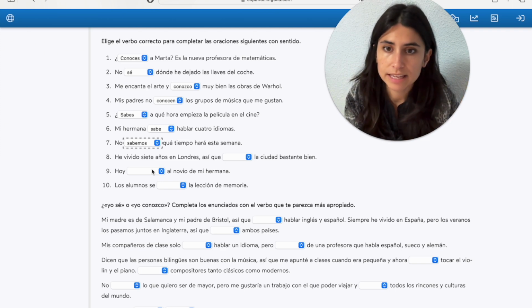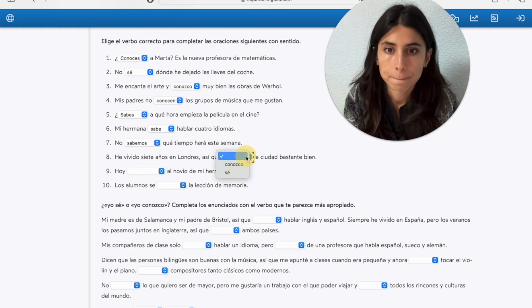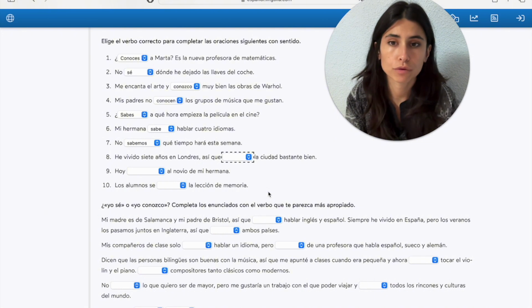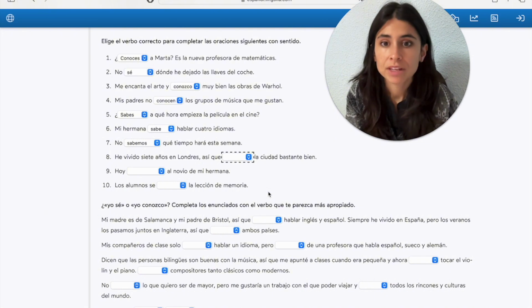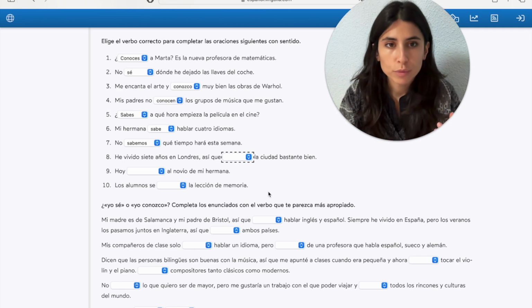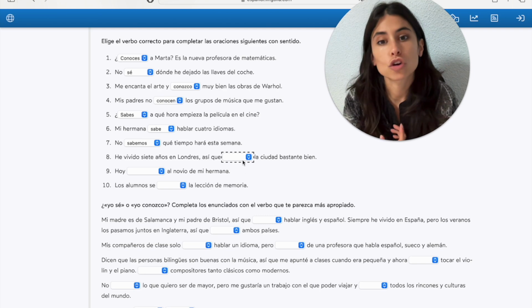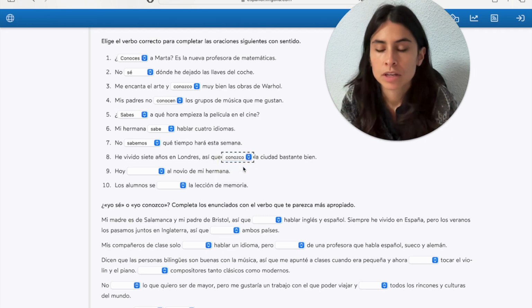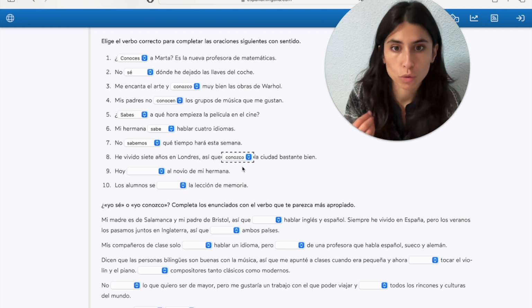He vivido 7 años en Londres, así que conozco, sé la ciudad bastante bien. So I've lived in London for 7 years, so I know the city pretty well. In this case, when it's something by sight, when you're familiar with it, when you visited it, it is conocer. You have a notion, you have an idea of the city. You don't intellectually know the concept of it.